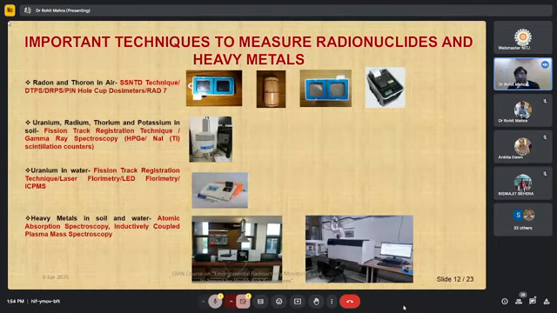And then we study the natural radioactivity in soil in terms of uranium, radium, thorium, and potassium. For these measurements, we generally prefer different techniques which are mentioned here. One is the fission track registration technique. Another is gamma ray spectroscopy. We could use high purity germanium detectors, and we could also use sodium iodide detectors as a scintillation counter for the measurement of uranium, radium, thorium, and potassium in soils.